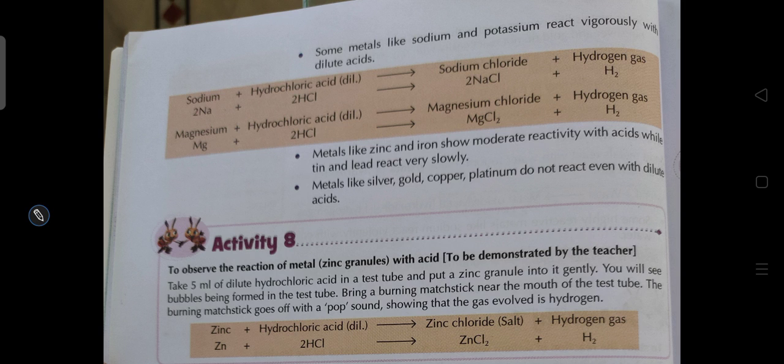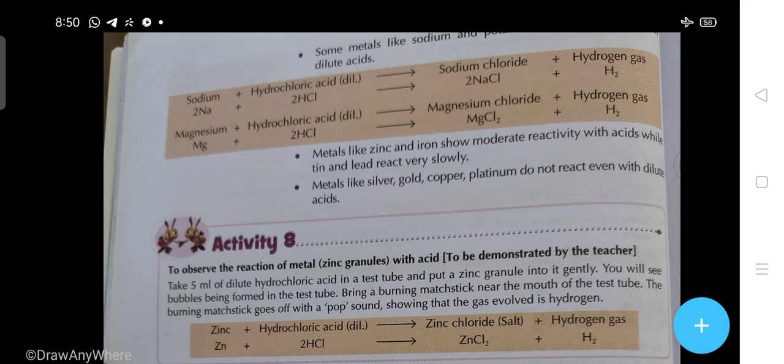So in the last video we discussed metals and non-metals and their reactions with different things like water and oxygen. Today we see that some metals like sodium and potassium react vigorously with dilute acid. Here are some equations by which you can understand.